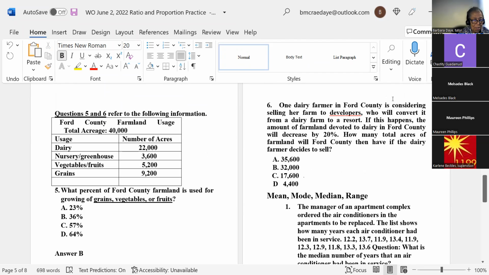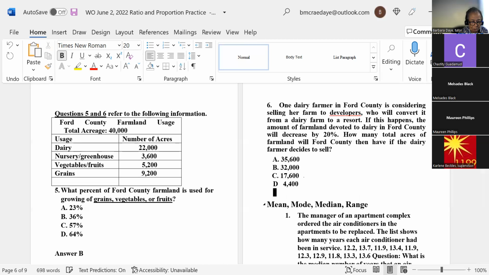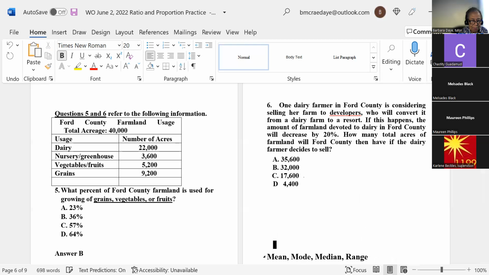One dairy farmer in Ford County is considering selling her farm to developers who will convert it from a dairy farm to a resort. If this happens, the amount of farmland devoted to dairy in Ford County would decrease by 20%. So how many total acres of farmland will Ford County then have if the farmer decides to sell? Okay, so what's your first step, Mercedes?